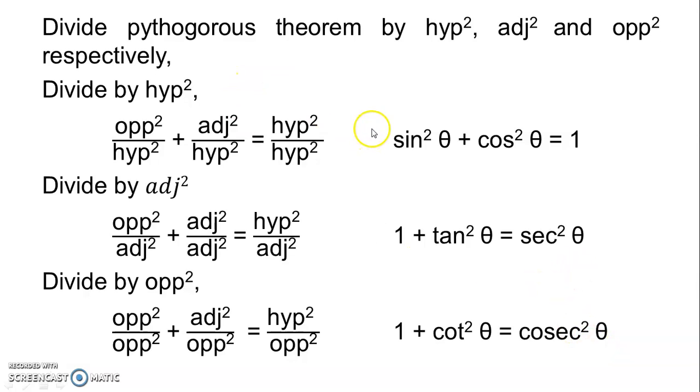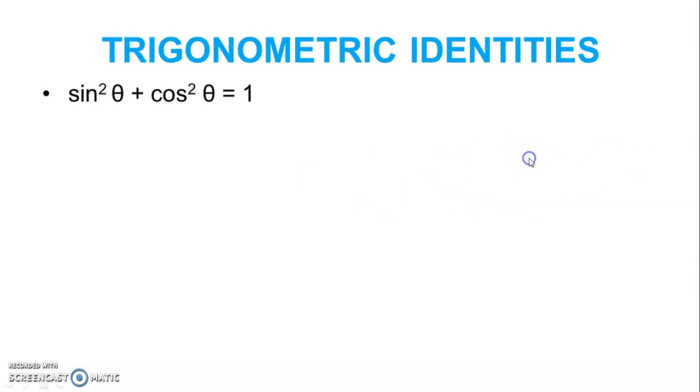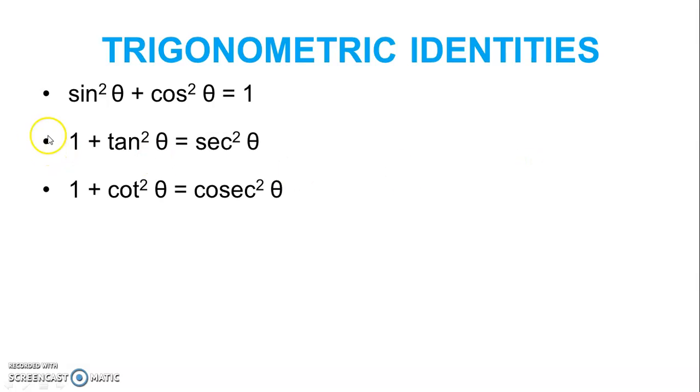So hence from this we have derived 3 trigonometric identities: sin square theta plus cos square theta equal to 1, 1 plus tan square theta equal to secant square theta, and 1 plus cot square theta equal to cosecant square theta. So these are all the three trigonometric identities we have derived from this video.